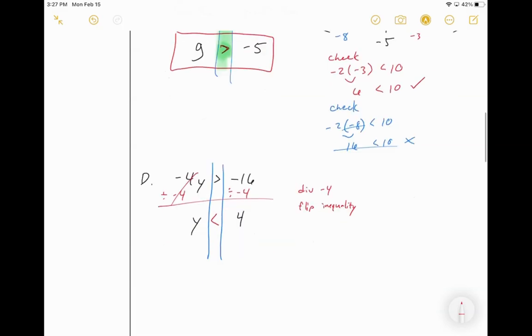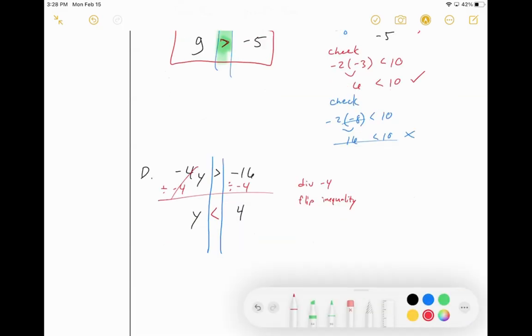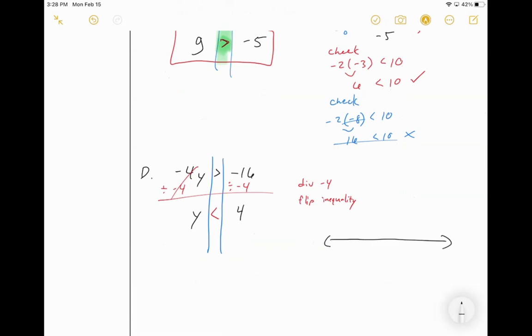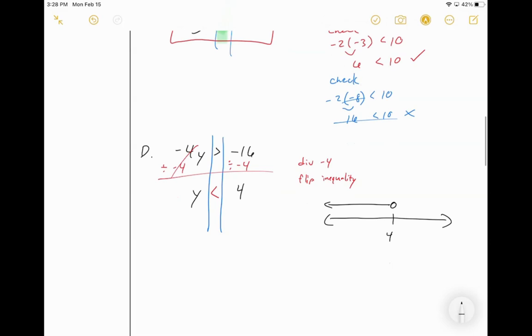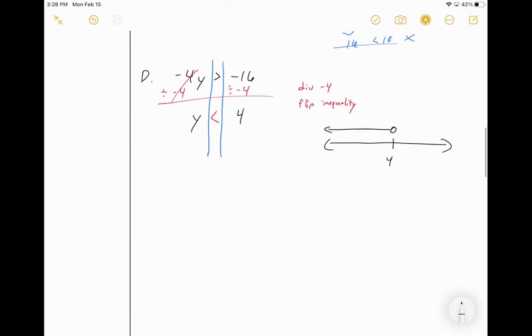Okay, let's graph it. Let's just make sure. Let's graph it. So here's our graph. Here is positive 4. We've got an open circle, and it's less than, so it's going to go this way. Let's keep going.